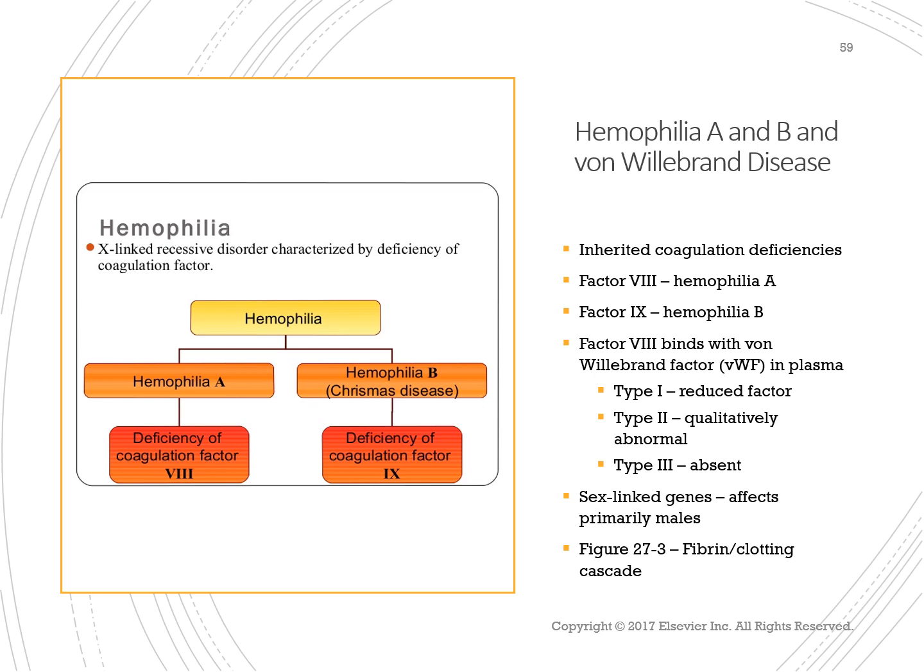Hemophilia A and B, or von Willebrand's disease. This is an inherited coagulation deficiency. Factor 8 is going to be your hemophilia A, and factor 9 is your hemophilia B. Factor 8 binds with von Willebrand factor in the plasma. So if they have type 1, it's a reduced factor. Type 2 is going to be qualitatively abnormal, and type 3 is going to be absent. These are dependent on sex-linked genes, so this is an X-linked recessive disorder, and so we see this primarily in males.